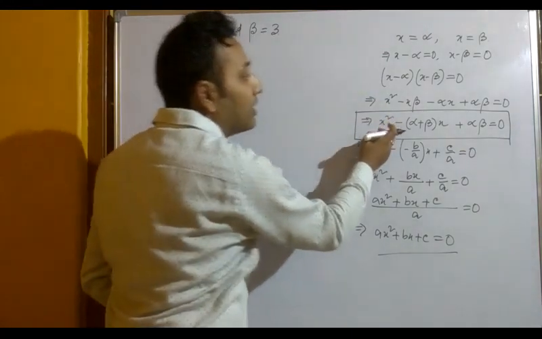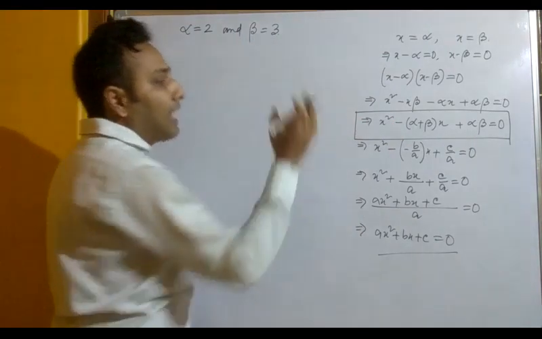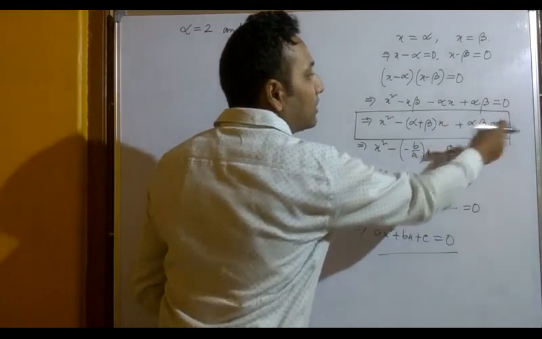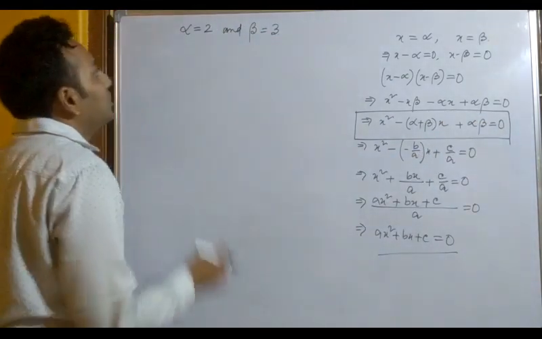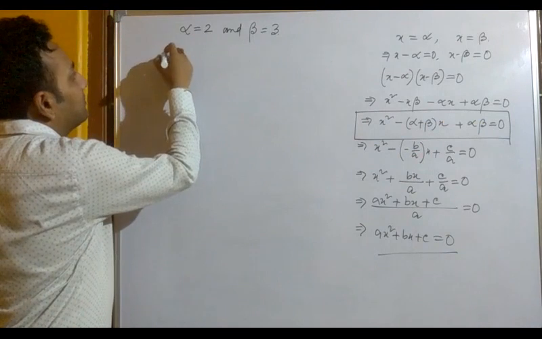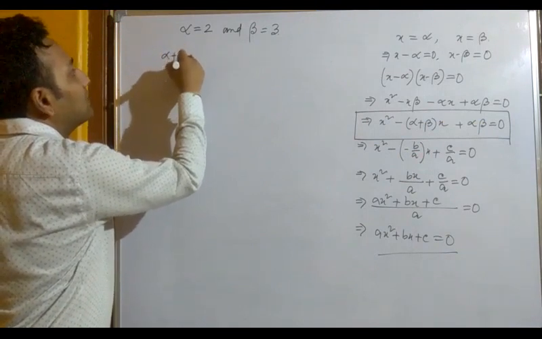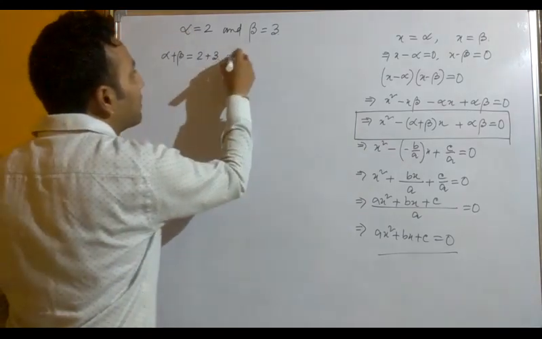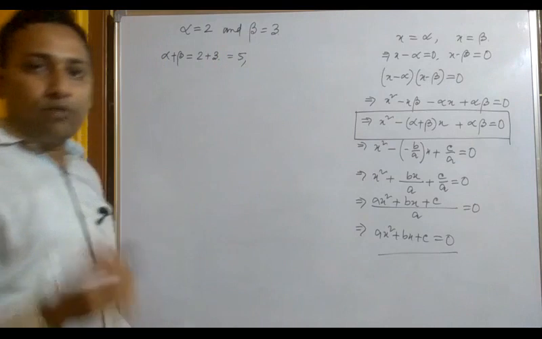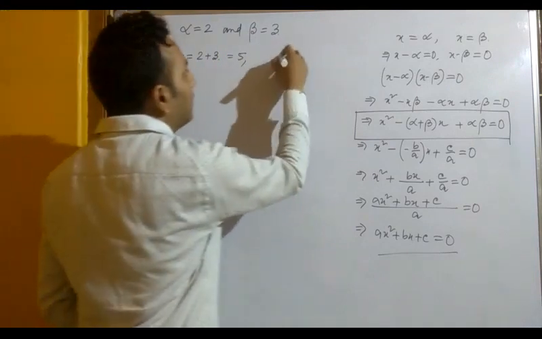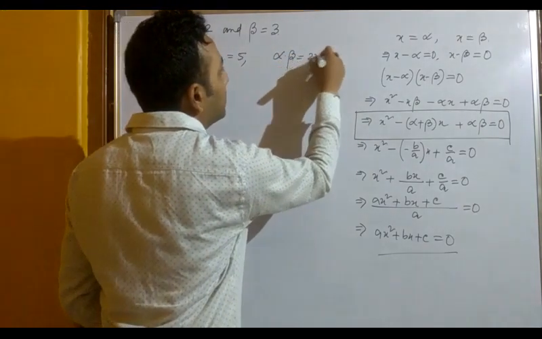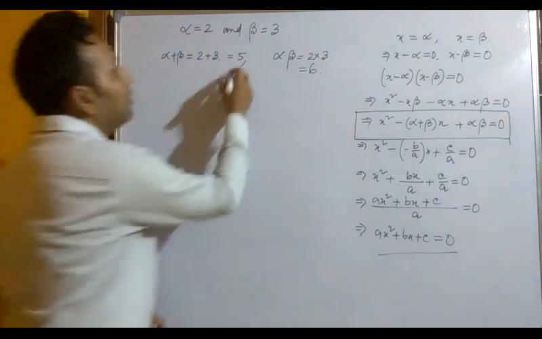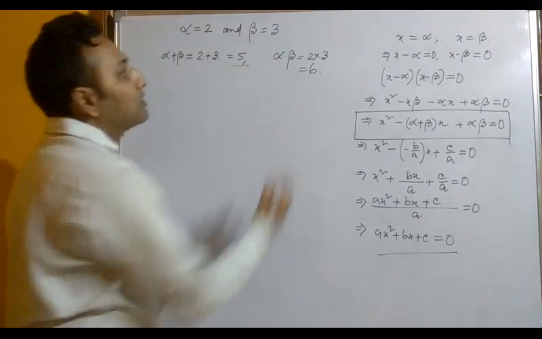According to our formula, if I want to find out the equation, then I have to use this formula, x square minus sum of roots into x plus product of the roots is equal to 0. So what is the sum of the roots? The sum of the roots is alpha plus beta, which is 2 plus 3. So 2 plus 3 equal to how much? 5. Now we have to find out the product of the roots, that is alpha into beta. It is 2 into 3 is equal to 6. So we got sum of roots equal to 5 and product of roots equal to 6.